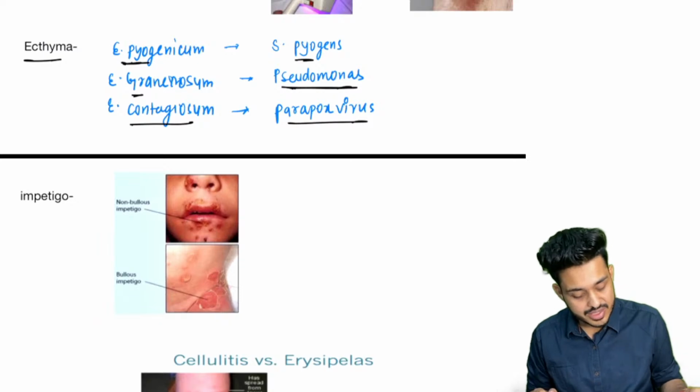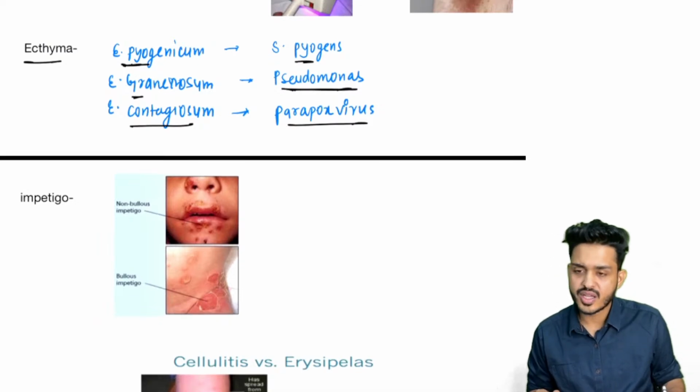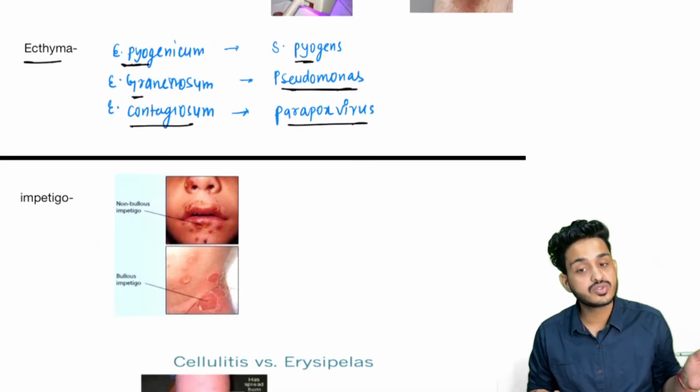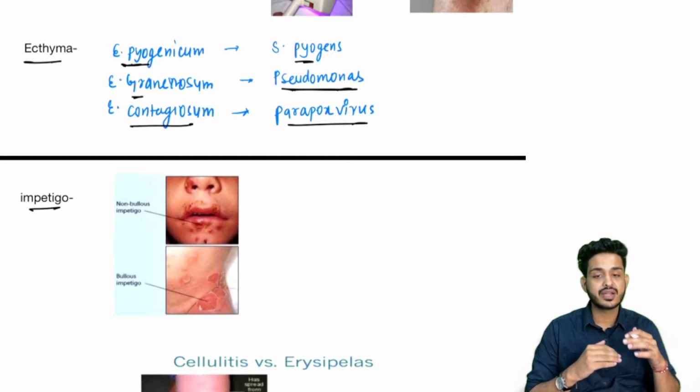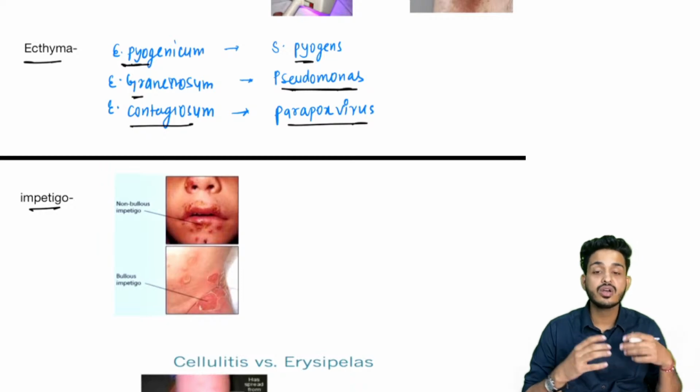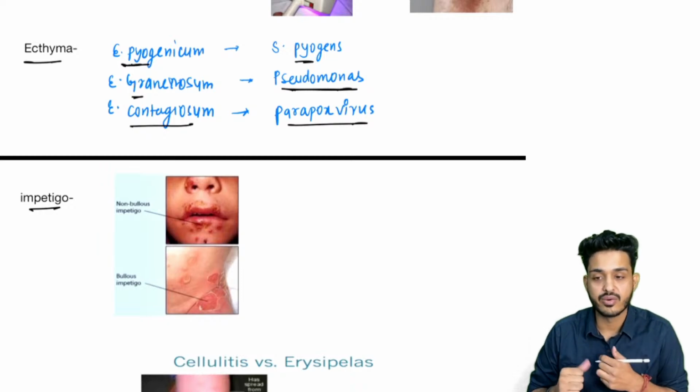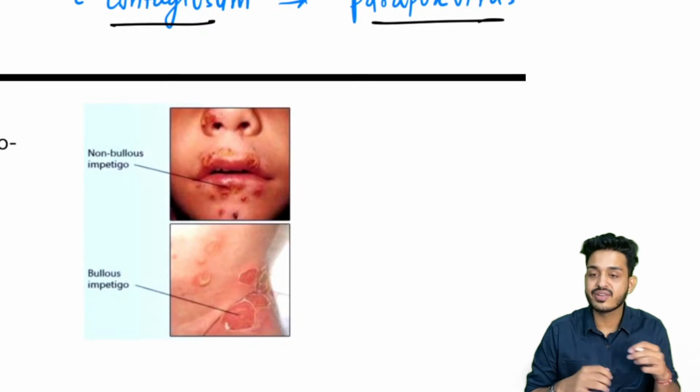Now let's talk about impetigo. Impetigo herpetiformis is psoriasis in pregnancy. Now here we will talk about two types of impetigo. First one is your bullous impetigo, second one is your non-bullous impetigo. We have different causative agents for both.